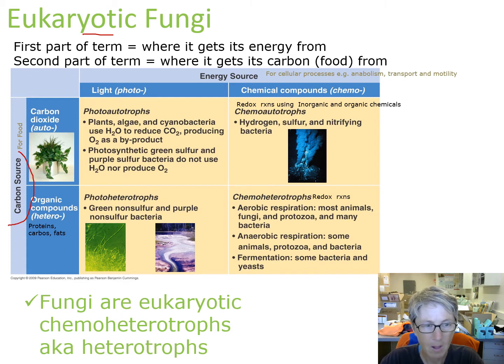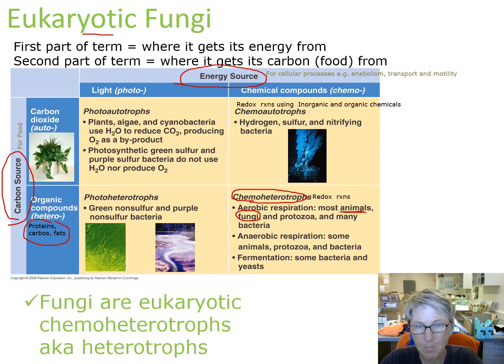On the y-axis is the carbon source, and on the x-axis is the energy source. And so we've come down here in this quadrant for chemoheterotrophs, and we find fungi and most animals, so that's us. So along with fungi, we are chemoheterotrophs. So that means they get their carbon from organic compounds like proteins, carbohydrates, and fats. As you know, we eat that. And then they get their energy source from chemical compounds.